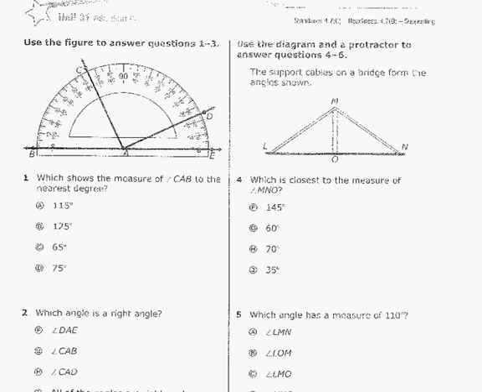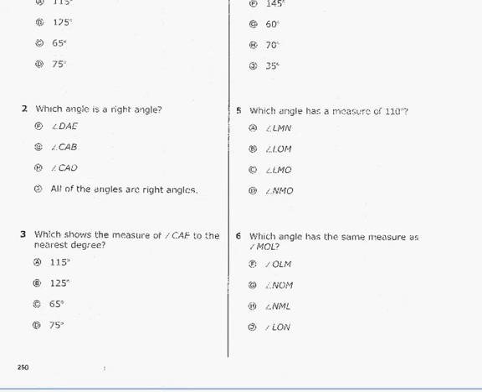Question number 5. Which angle has a measure of 110 degrees? A, angle LMN. B, angle LOM. C, angle LMO. Or D, angle NMO? Question number 6. Which angle has the same measure as angle MOL? F, angle OLM. G, angle NOM. H, angle NML. Or J, angle LON?